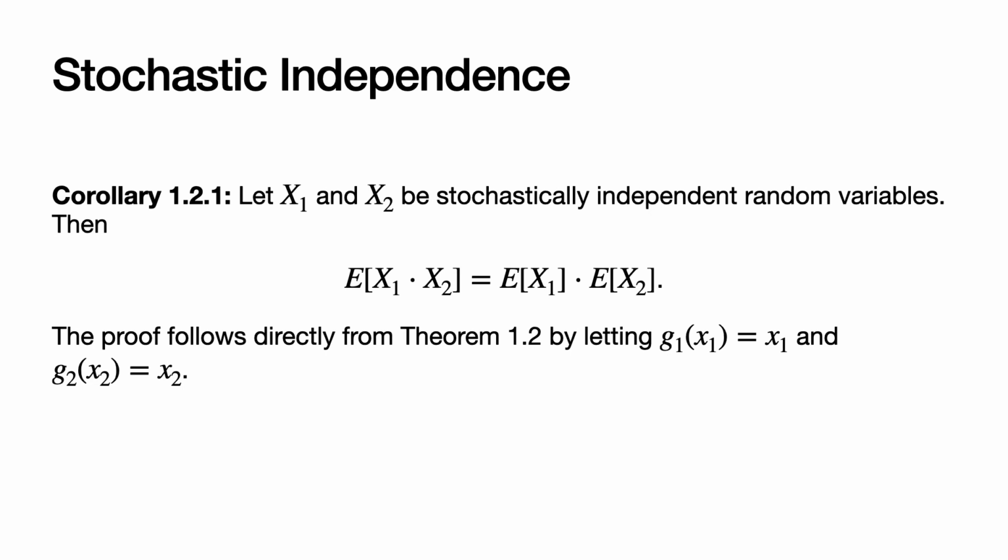Now, a corollary to theorem 1.2 we'll call corollary 1.2.1, and this result says, let x1 and x2 be stochastically independent random variables, then the expected value of the product of x1 and x2 is equal to the product of their individual expectations. That is, the expected value of x1 times x2 is equal to the expected value of x1 times the expected value of x2. Now again, this is true when x1 and x2 are stochastically independent. If they're not independent, we cannot use this formula because it will not be true in general.